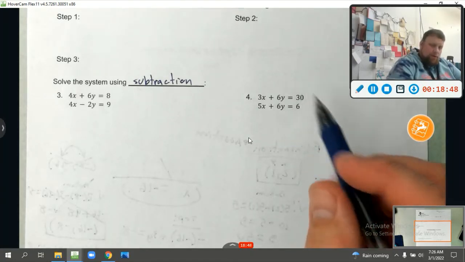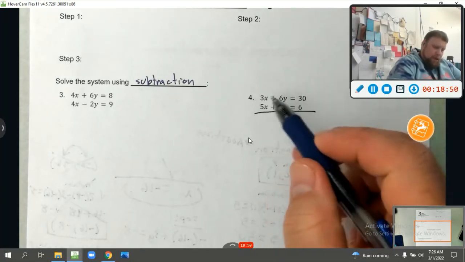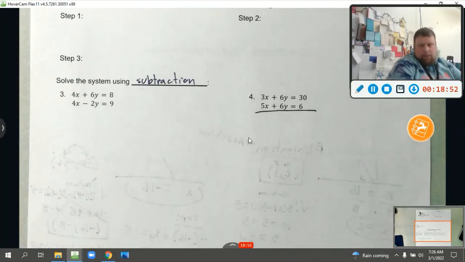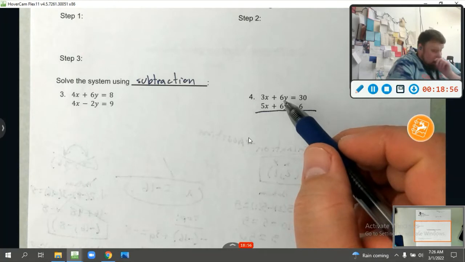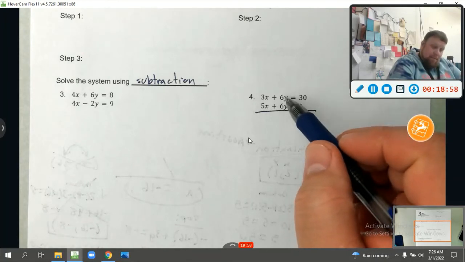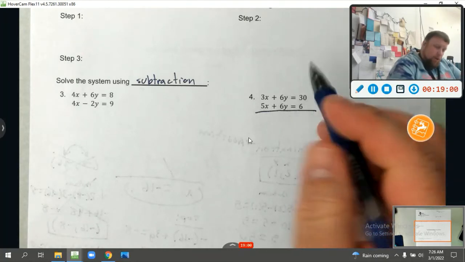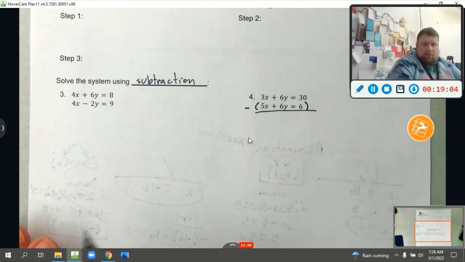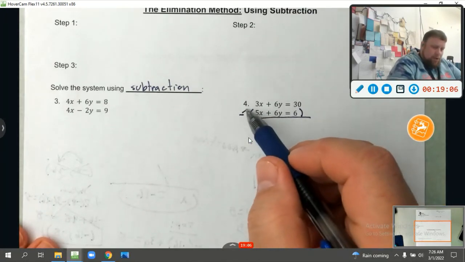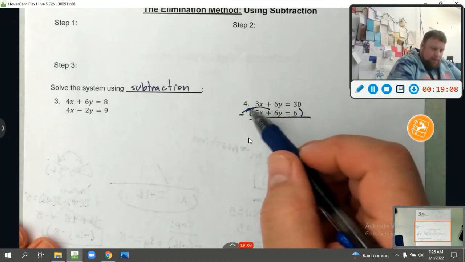So here, notice we've got these lined up. X is above X's, Y is above Y's, whatever you got to do. And when I'm looking at this, I have matching Y's. So I need to subtract. I'm always going to subtract the bottom one. And to subtract it, I'm really just going to distribute this negative. It's like multiplying everything times negative 1.